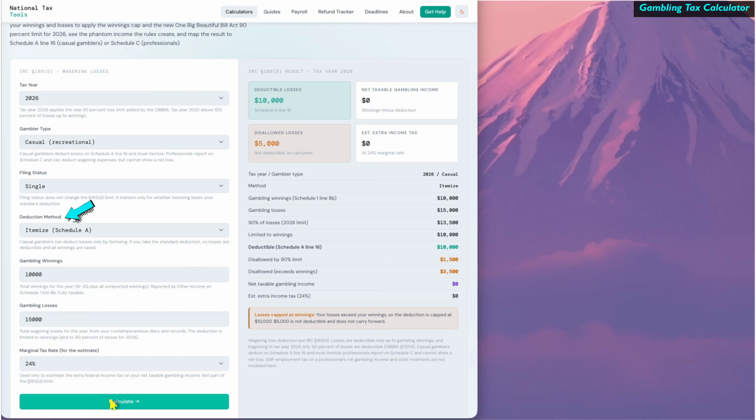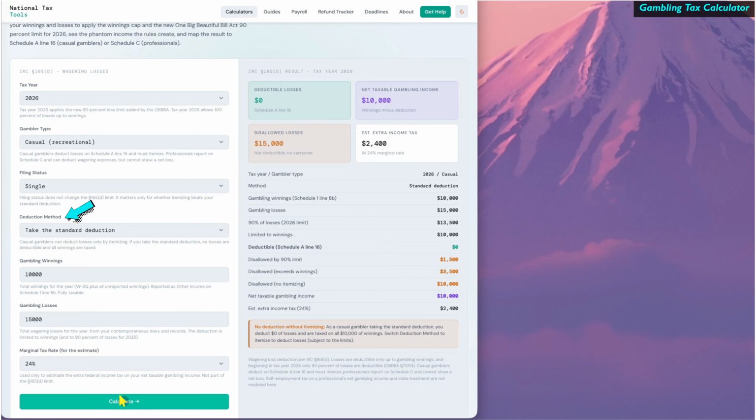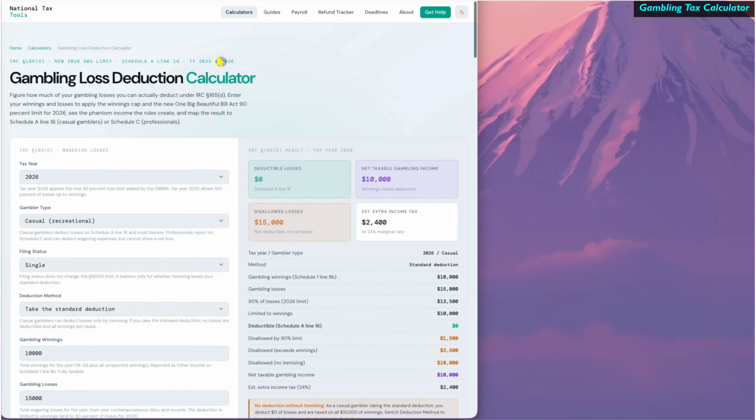Now, if Luca had not kept good records and could not substantiate any losses and chose the standard deduction, his entire $10,000 in gambling winnings would be taxed, with no deduction for the $15,000 in losses. That would lead to a significant tax bill.